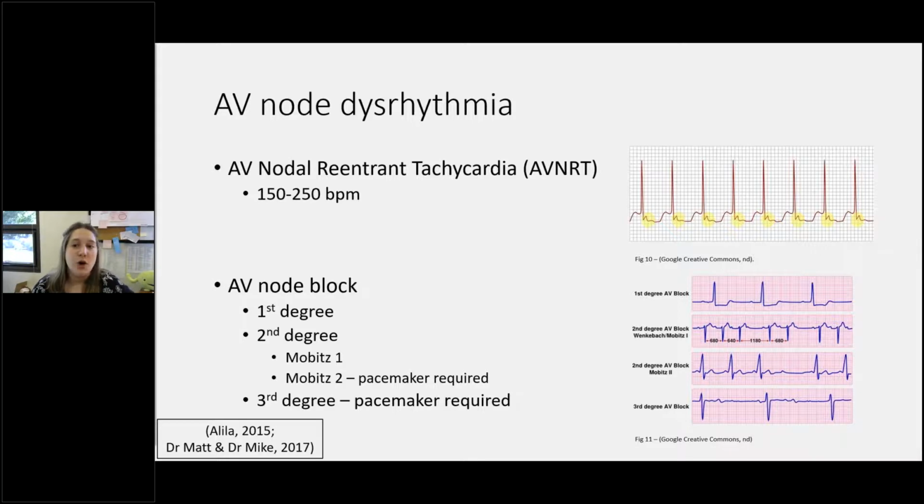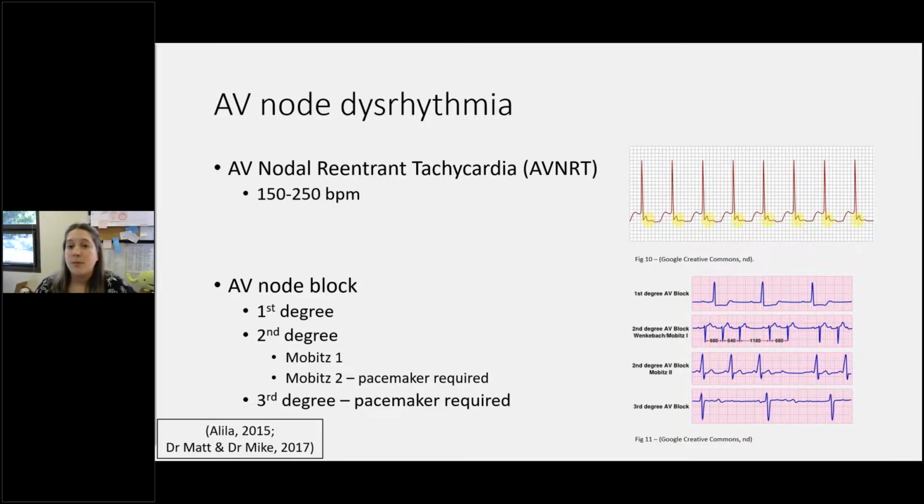Next are AV node dysrhythmias, which originate at the AV node. The first of these we will be discussing is AV nodal reentrant tachycardia, or AVNRT. This is where a re-entry point, that circling bit of energy, is hitting the AV node, causing the ventricles to beat faster. As mentioned in the last slide, the ventricles are what push out blood to the main arteries of the body. When the ventricles are out of sync, this is where major problems occur.